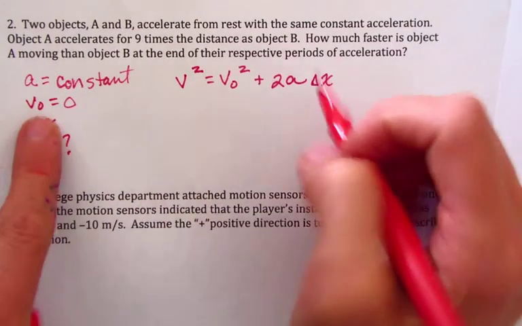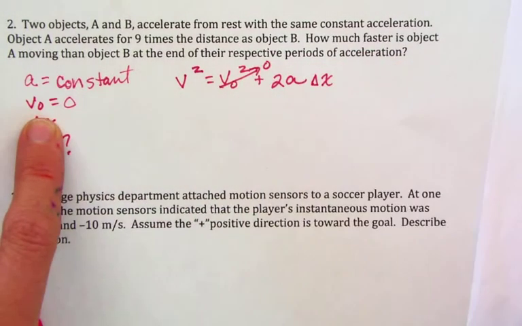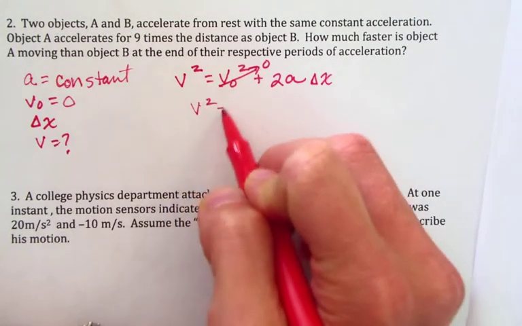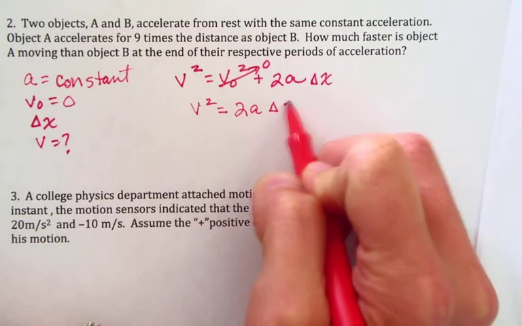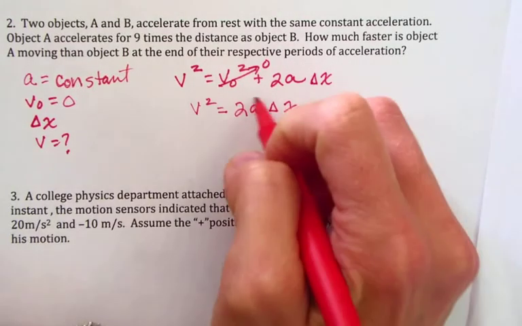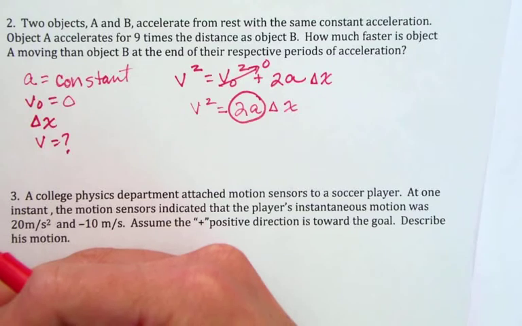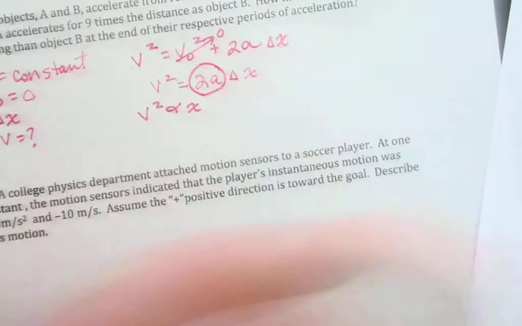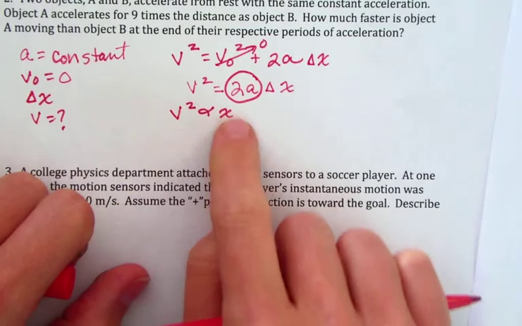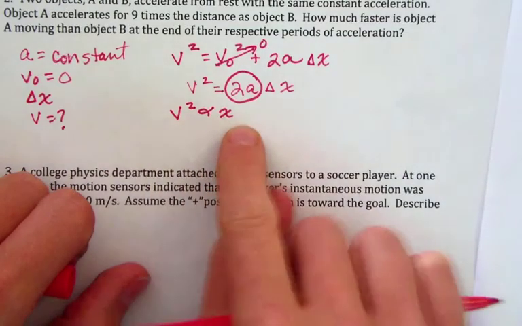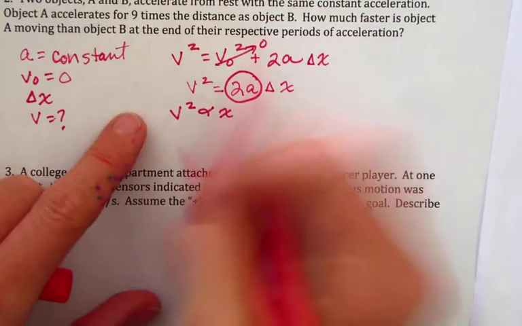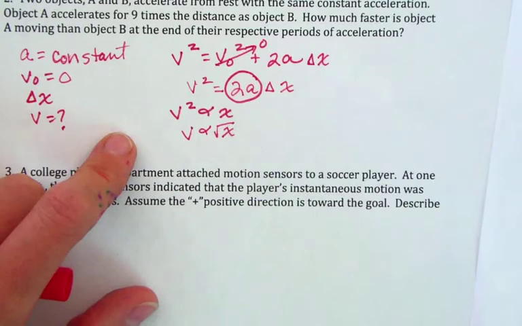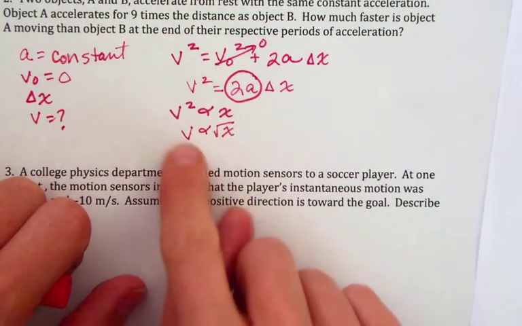So then we know our initial velocity was 0, so we can get rid of that. We know then that v squared equals 2a delta x. But again, this part, 2a, is not changing. That's a constant number, which means that v squared is proportional to x. But remember, x is our independent variable here, and v squared depends on x, so it's a lot easier to solve for this if we say v is proportional to root x. That's going to be more helpful because if I know x, then I can calculate v.